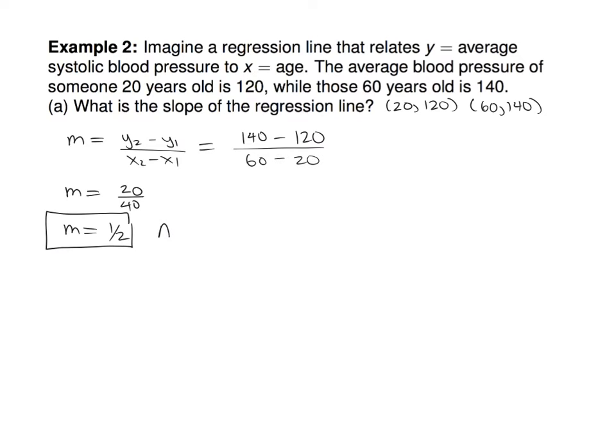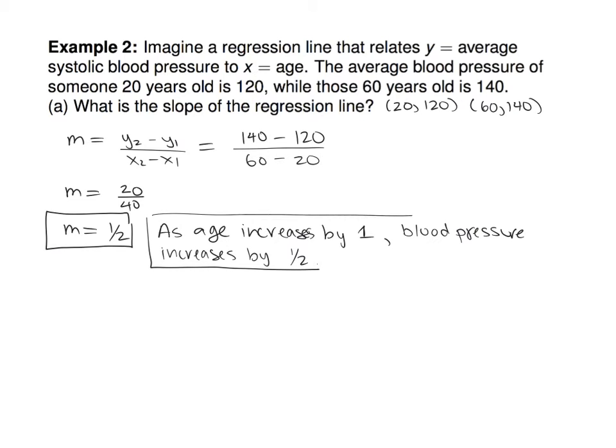And you can think about this as age increases by 1, the blood pressure increases by a half. You could also have phrased that as age increases by 2, blood pressure increases by 1. That's saying the exact same thing.